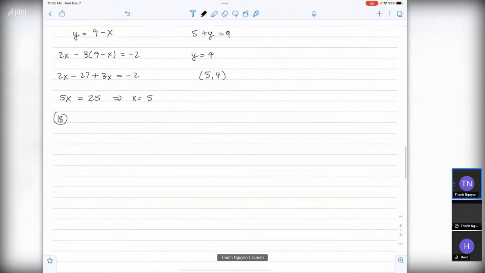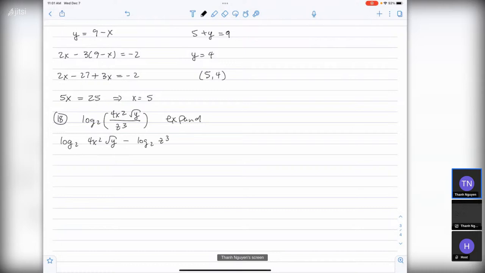Okay. Next problem, we have 18. We have log base 2 of 4x squared, square root of y, over z cubed. Okay, expand. Everyone expand this. All right, so first and foremost, we have a division sign above everything. So this becomes log base 2 of 4x squared, square root of y, minus log base 2 of z cubed, right?